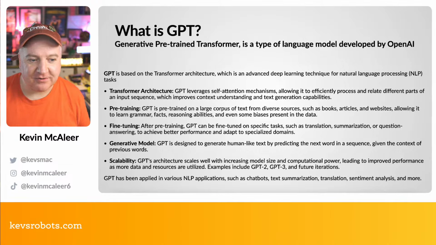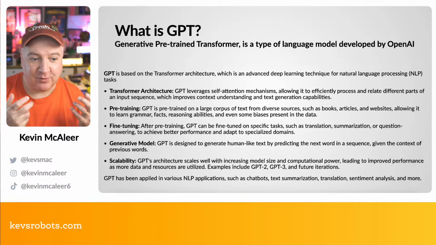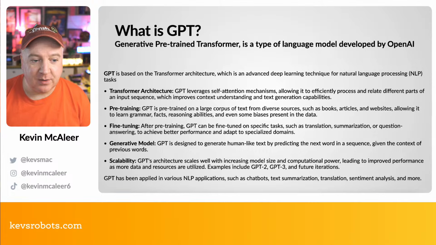So the transformer architecture, GPT leverages self-attention mechanisms, allowing it to efficiently process and relate different parts of an input sequence, which improves the context. We can't do that in our model. Ours is very, very basic, but that's something that transformer ones do.